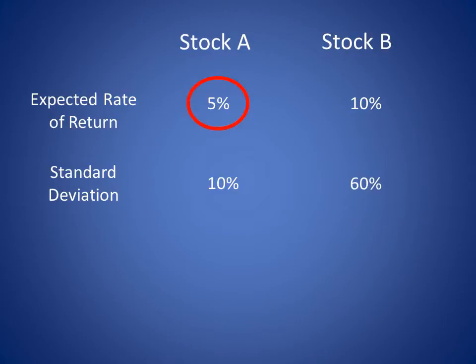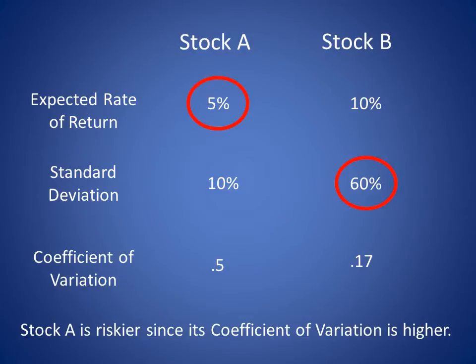Looking only at standard deviation, we can say that stock B is riskier because it has a higher tendency to deviate from actual return. Looking at it together though, considering that stock A is riskier in terms of expected rate of return, while stock B is riskier in terms of standard deviation, how then can we tell which stock is riskier? The answer is through solving coefficient of variation. Using the coefficient of variation formula, we will see that the coefficient of variation of stock A is 0.5, while the coefficient of variation of stock B is 0.17. Looking at this, we can see that stock A is riskier because its coefficient of variation is higher.